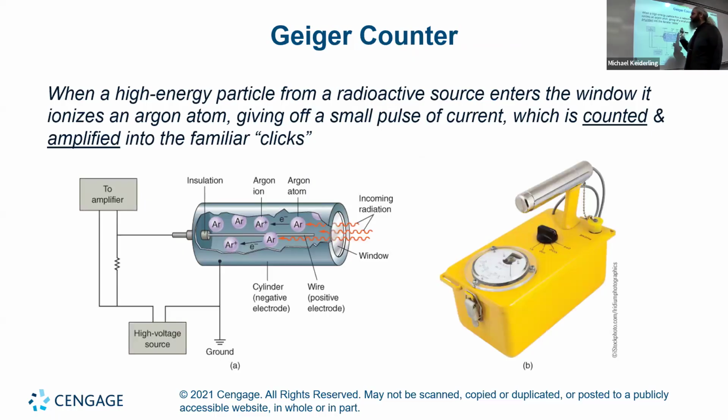So a Geiger counter is sort of the traditional method for detecting incoming radiation. When a high energy particle from a radioactive source enters the Geiger counter, passes through this window, it ionizes an argon atom, giving off a small pulse of current, which gets counted and amplified into the familiar clicks. Most modern radiation detectors use something different than this. They don't use argon in a Geiger counter. They use a more solid state scintillator material, but it's the same idea. When the radiation enters it, it sends off a small electrical pulse.